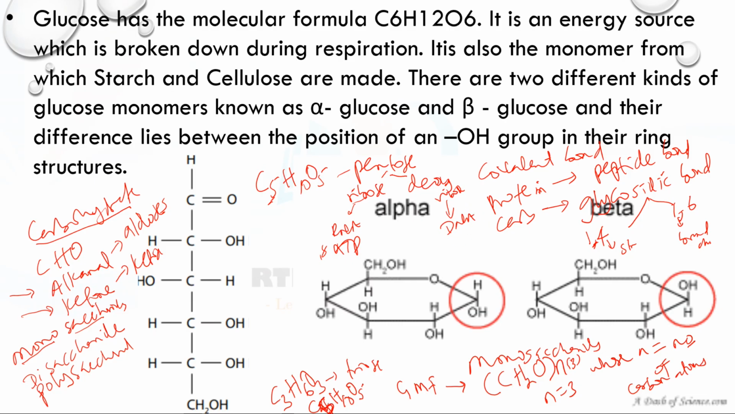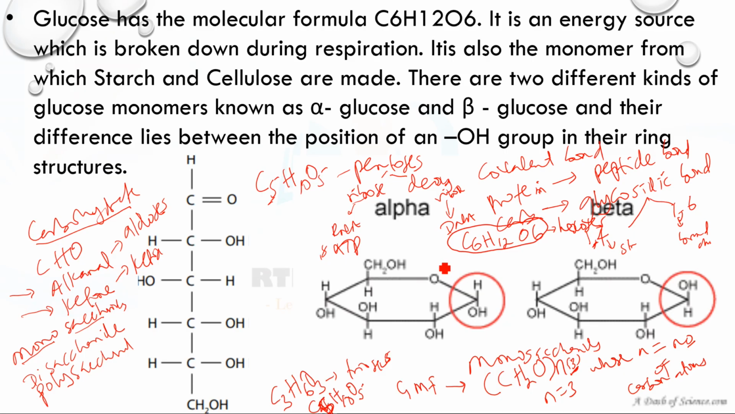Now 5 carbon sugars are called pentoses. 3 carbon sugars are called trioses. What about 6 carbon sugars? What do you call 6 carbon sugars? If you put 6 here, you multiply out, and that's going to give you C6H12O6. These are hexoses, 6 carbon sugars. Hexoses.